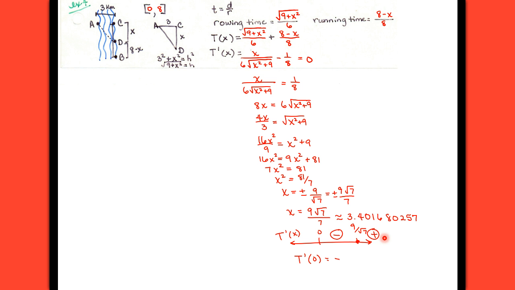All right, so because our derivative changed from negative to positive, then we do know that we've got a relative minimum there.